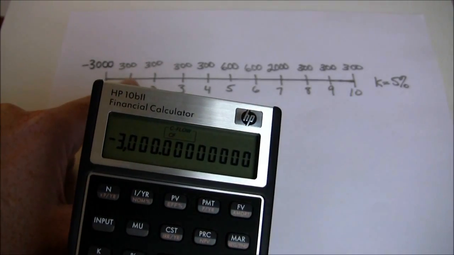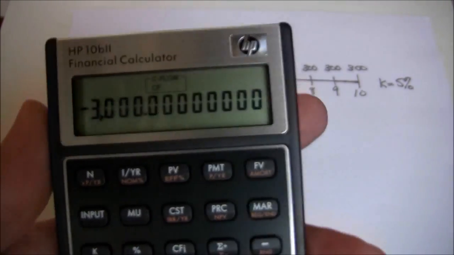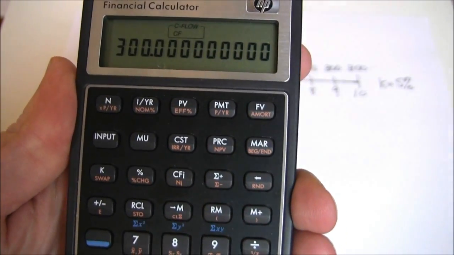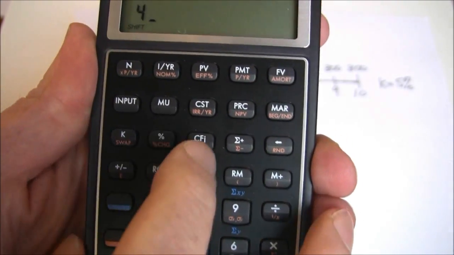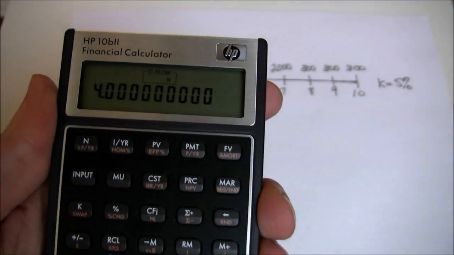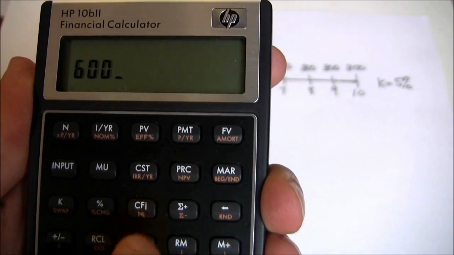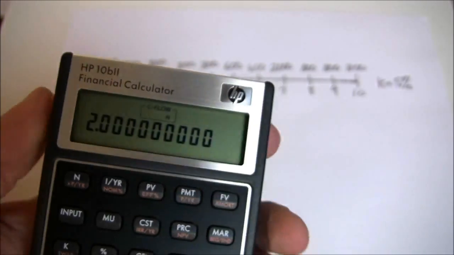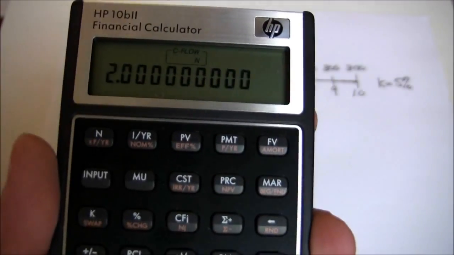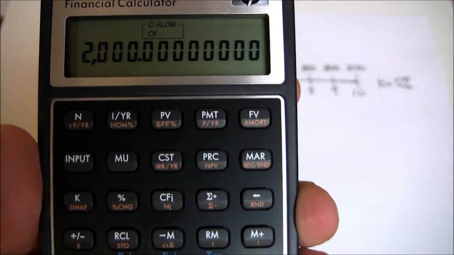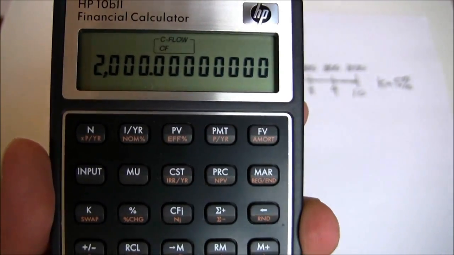Now 300 per year for the first 4 years. So 300 CFJ, 4 shift and sub J. 600 for 2 periods. 600 CFJ, 2 shift and sub J. 2,000 for a single period. 2,000 CFJ. Remember the default is 1, so we don't have to put anything in there.